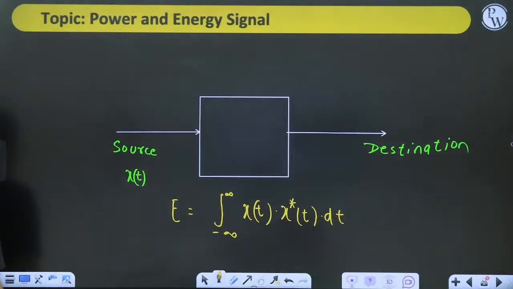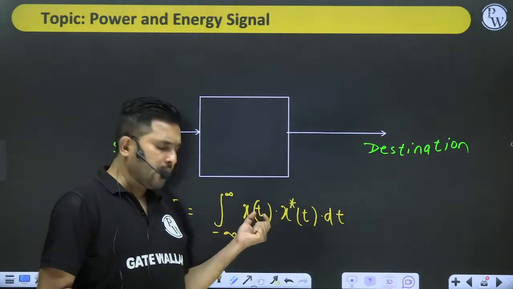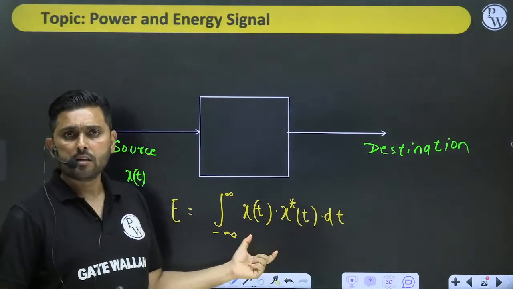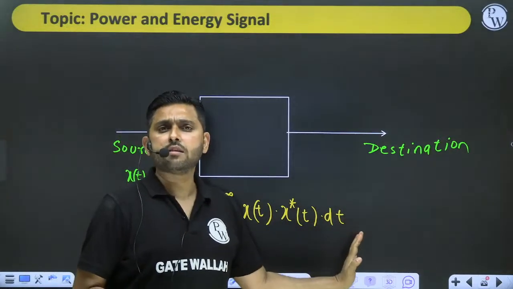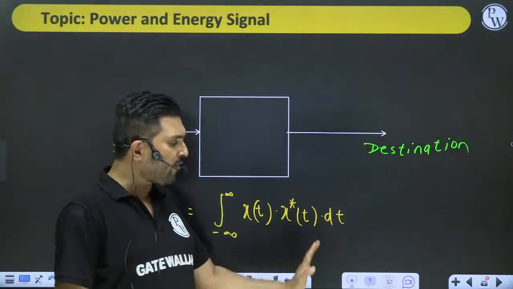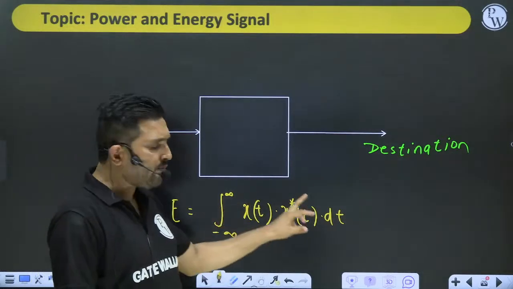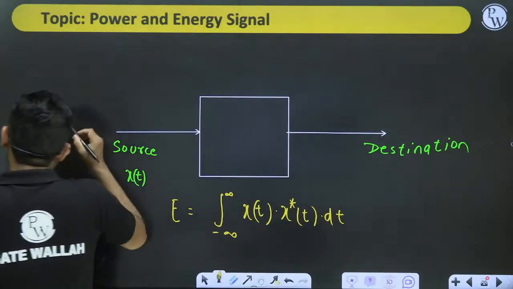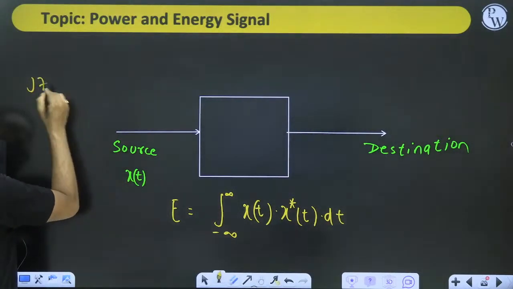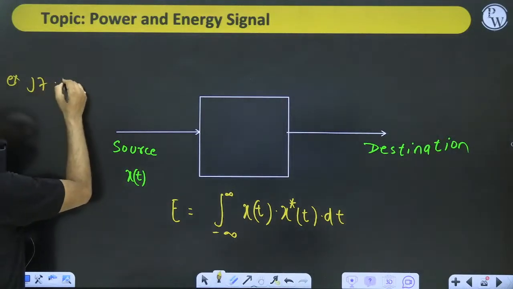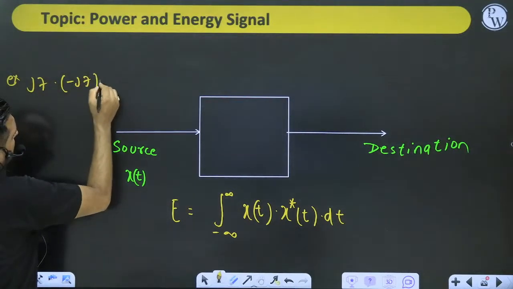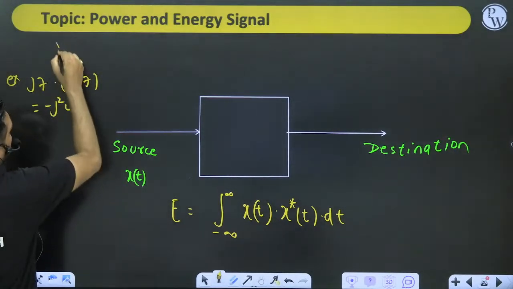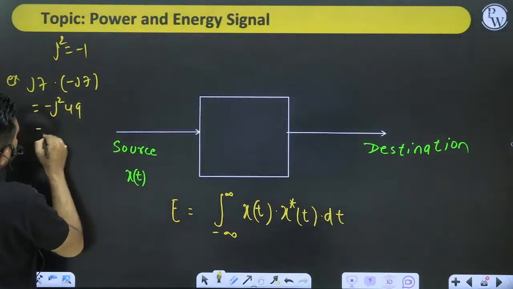See here, if we have a signal x of t and we multiply the signal with its complex conjugate and then take the area under the curve, then this is the energy of this function, the energy of any signal x of t. But the question arises: why are we multiplying x of t with x conjugate of t? If we have, let's say, j7, and I multiply it with minus j7, then don't you think I will get minus j square 49, and j square is itself minus 1, and hence it is 49.